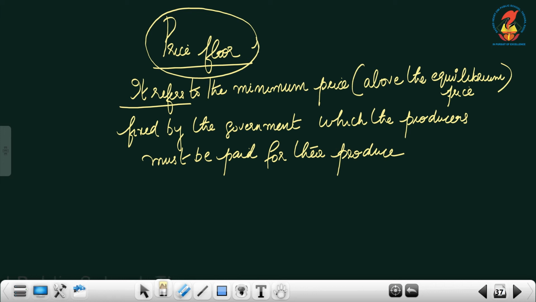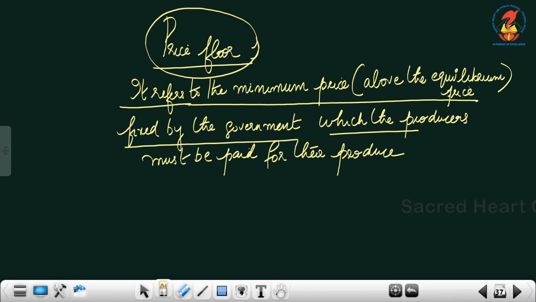The other one is price ceiling. This one is price floor. It refers to the minimum price that is above the equilibrium price. The other one was below the equilibrium price, and this one is above the equilibrium price, fixed by the government, which the producers must be paid for their produce.